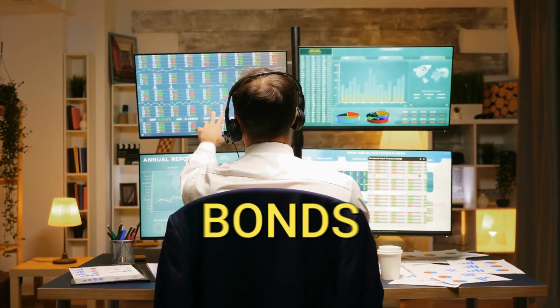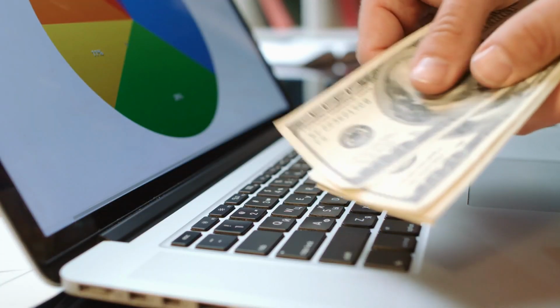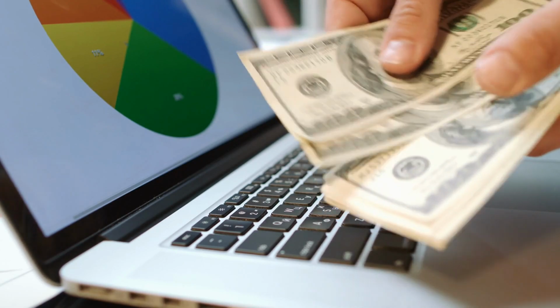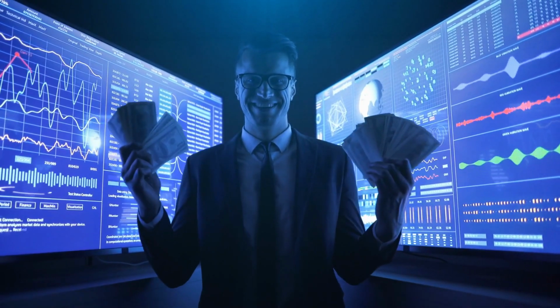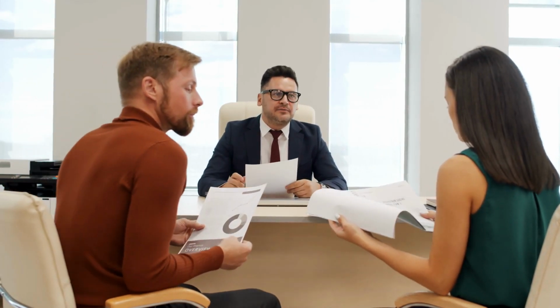Additionally, stocks, bonds, and cash are three different asset categories you can incorporate in your plan. Investing in a combination of these assets can be beneficial, and a financial advisor can help you determine the best allocation to meet your objectives.